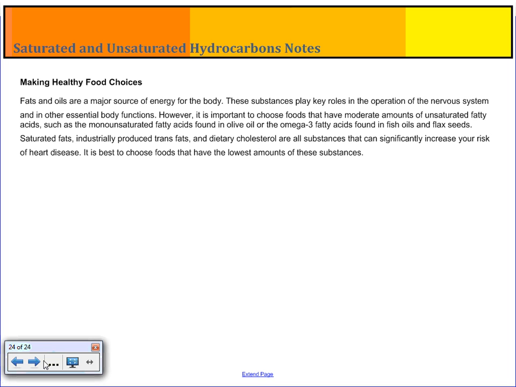So finally, making healthy food choices. Fats and oils are a major source of energy in our body. These substances play a key role in the operation of our nervous system and in other essential body functions. However, it is important to choose foods that have moderate amounts of unsaturated fats and acids, such as monounsaturated fatty acids found in olive oil, or the omega-3 fatty acids found in fish oils and flaxseed oil. Saturated fats, industrially produced trans fats, and dietary cholesterol are all substances that can significantly increase your risk of heart disease. It is best to choose the foods that have the lowest amounts of these substances.